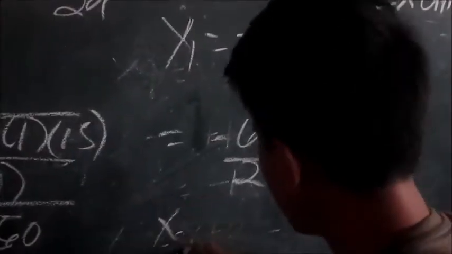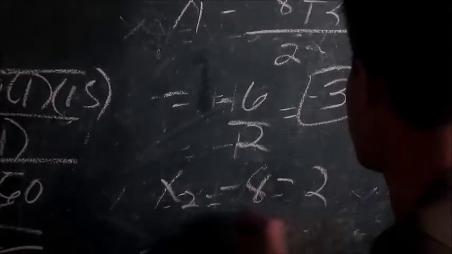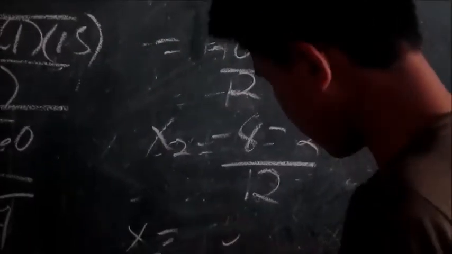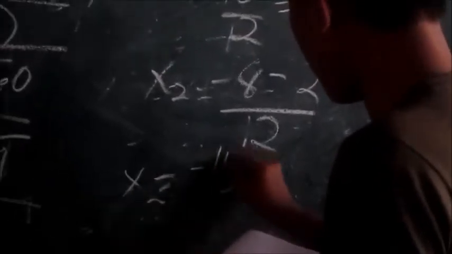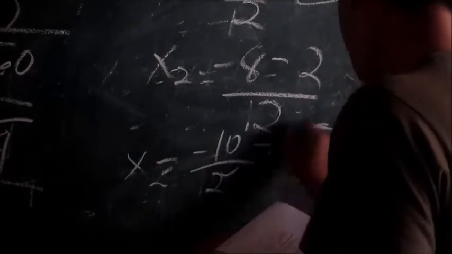In x sub 2, we have negative 8 minus 2, we have negative 10 over 2. So all in all, we have negative 5.